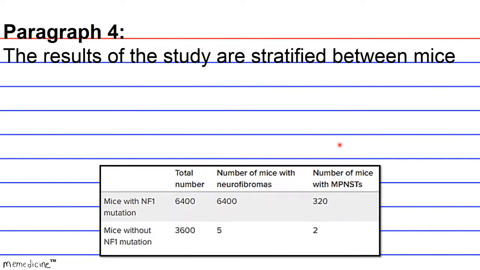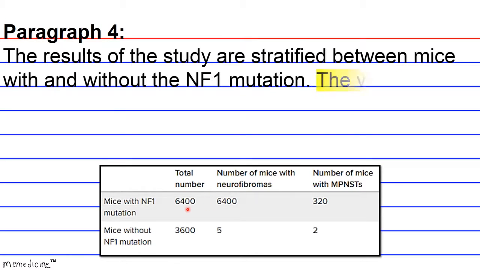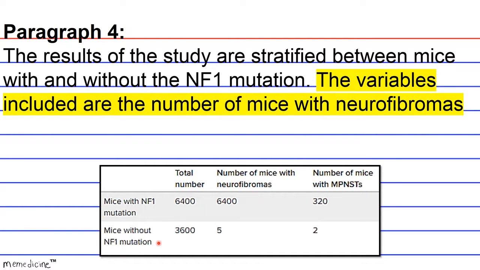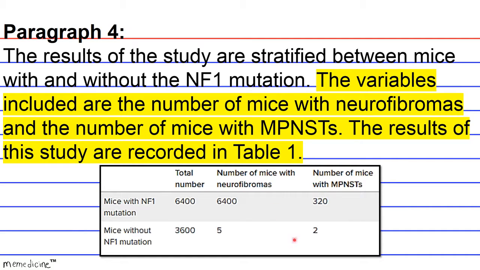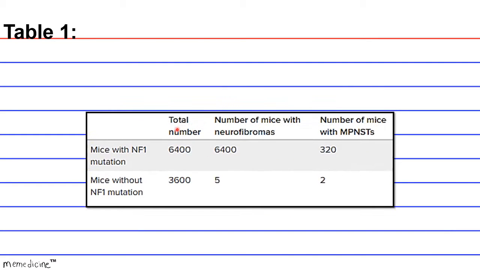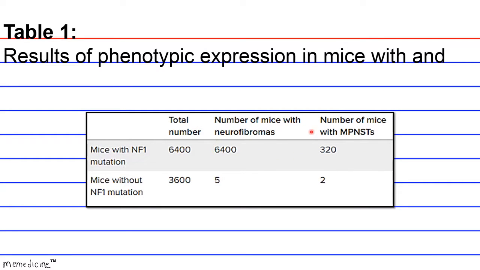The results of the study are stratified between mice with and without the NF1 mutation. The variables included are the number of mice with neurofibromas and the number of mice with MPNSTs. The results of the study are recorded in Table 1. Table 1: Results of phenotypic expression in mice with and without NF1 mutation.